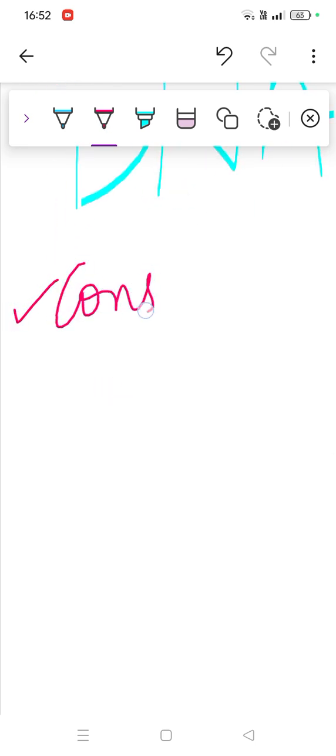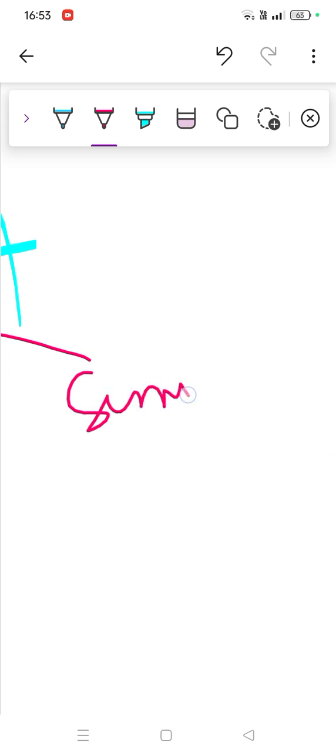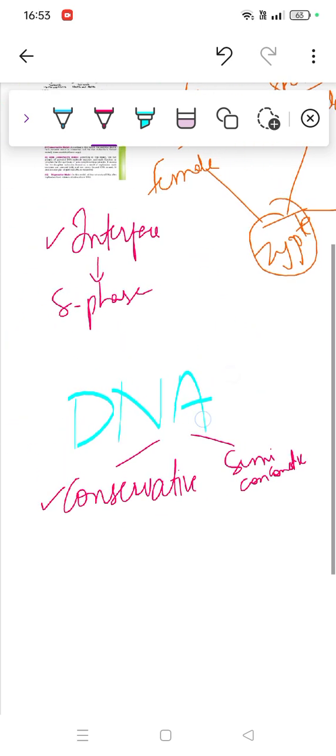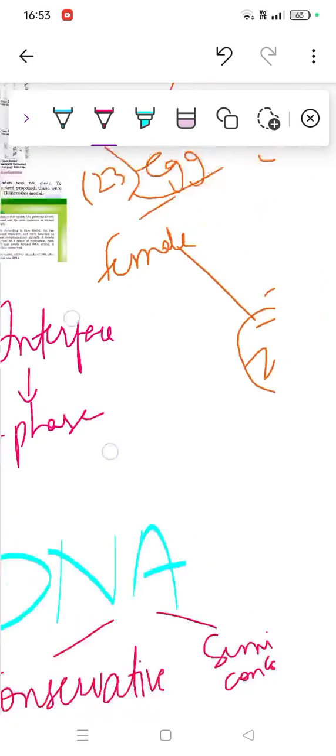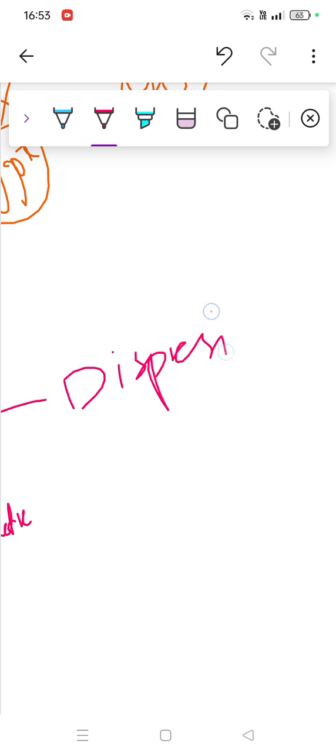So we have different types. Now what are these types? The first one is called conservative. The second is called semi-conservative. And the third one is called dispersive. Right, these are the three different types. Now let's see what exactly we need to discuss and what DNA is formed of.